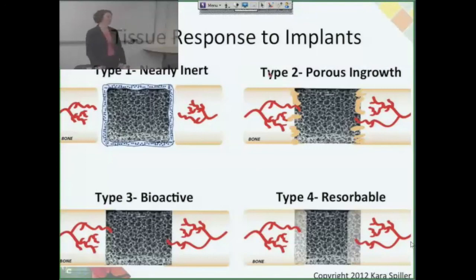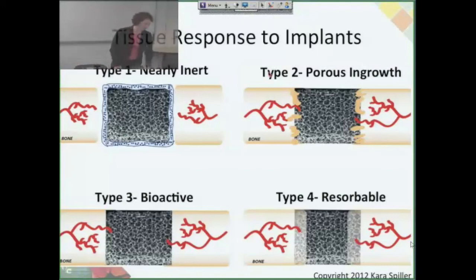When you implant it into the body, or into the bone, it doesn't really interact with the bone. If you implant it into the bone or a soft tissue, it's probably going to be encapsulated by a fibrous capsule by the immune system. A type 2 material is porous ingrowth, so that's when you have osteointegration due to pores. That's pretty self-explanatory. Type 3, bioactive, is like the bioglass, where the material actually chemically bonds to bone, and that's a pretty tight interface. And type 4, resorbable, is where hopefully the bone replaces the ceramic that degrades over time.